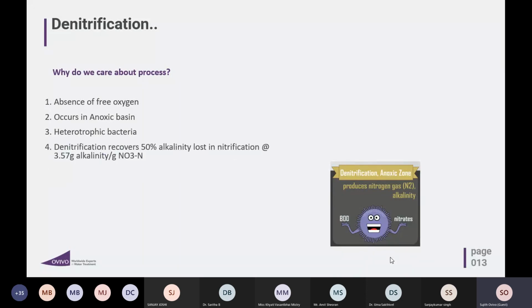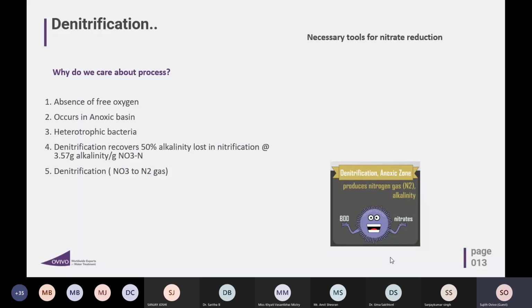And usually denitrification recovers 50% of the alkalinity lost in nitrification. When you have this anoxic tank, you are recovering almost 50%. Whenever we design the system, we take that credit into account. What happens is you are converting NO3 to N2 gas. In the nitrification process, you are converting ammoniacal nitrogen to NO3. Here you are converting NO3 to N2 gas. So that is the process which is happening.